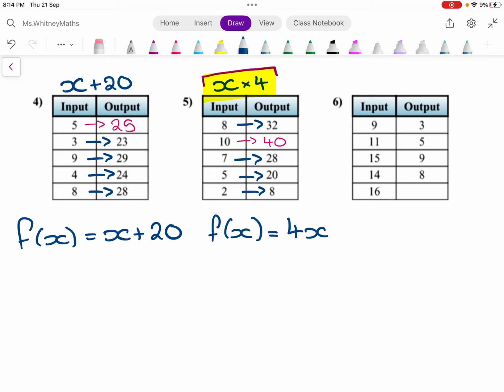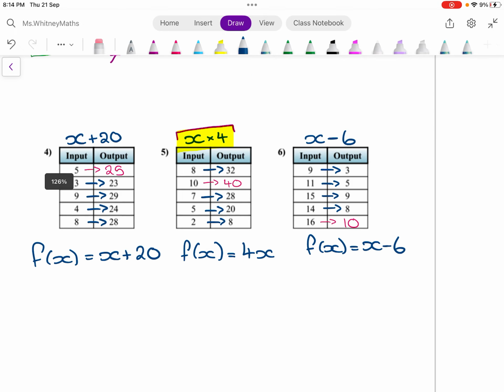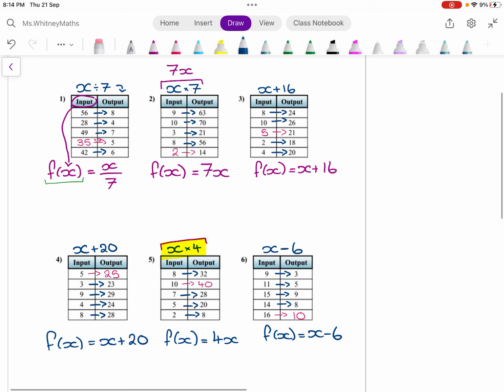Let's look at the last one. So input is x. What are we doing each time? Now the first one might be dividing, however we can see that doesn't work for the others. We're actually minusing 6. So the missing number is going to be 10. We have the function of x is going to be equal to x minus 6. So for each of these questions here, we have figured out what we do to the input to get to the output, and we have created our function notation, so our function rule for this. Hope this helps.